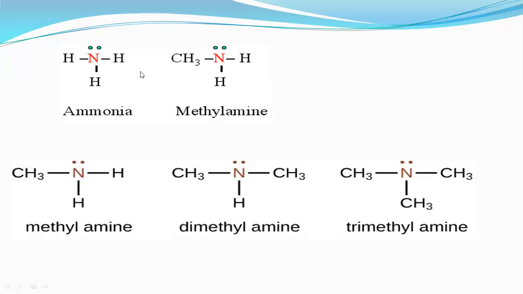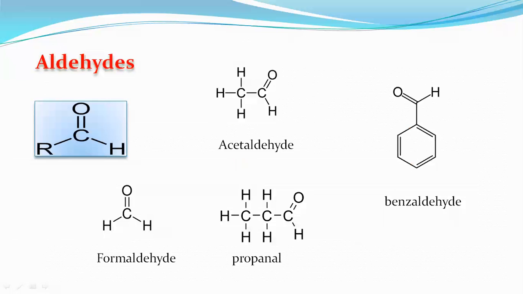Some more examples: methylamine. This is dimethylamine, where 2 hydrogens are replaced. Here all 3 hydrogens are replaced, so trimethylamine. Here all these CH3 groups are the same, but it is also possible that one is C2H5 and one is CH3, and this is also C2H5. So you can take any different alkyl groups, and you get different amine structures.